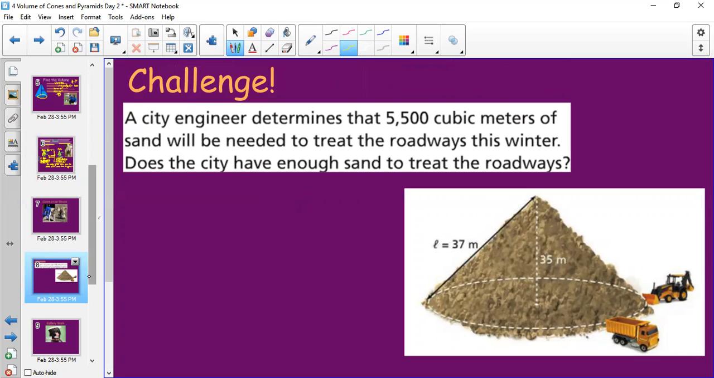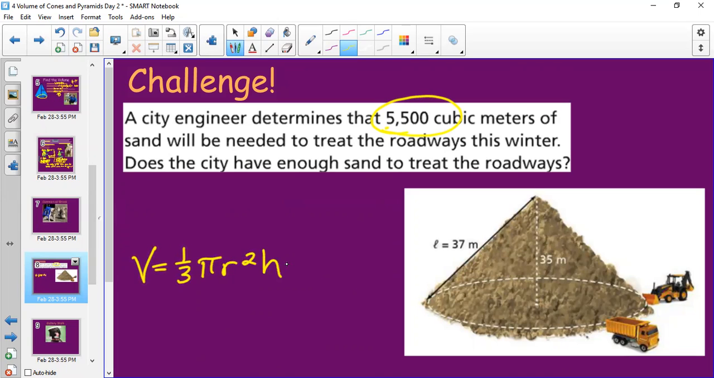Okay, it says a city engineer determines that 5,500 cubic meters of sand will be needed to treat the roadways this winter. Does the city have enough sand to treat the roadways right now? So this picture represents the sand that they have. Obviously, it is in the form of a cone. I am not given big B, so I am going to have to use the formula 1/3 pi r squared h.